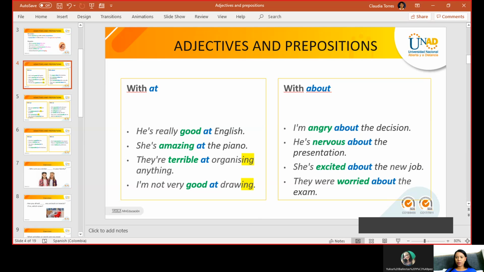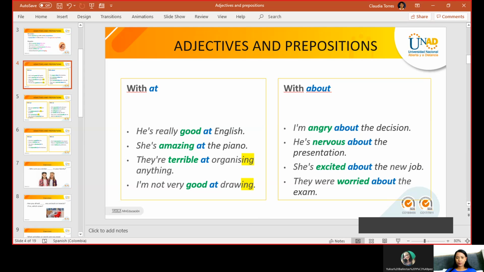Okay, I'm not very good at dancing. This is great because dancing is a verb, okay, and when you use the verb after the adjective and the preposition, the verb should be in the gerund form. Dancing, ing at the end. Perfect. Good.